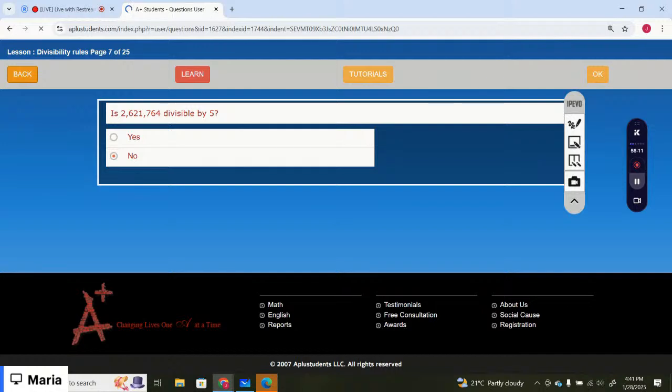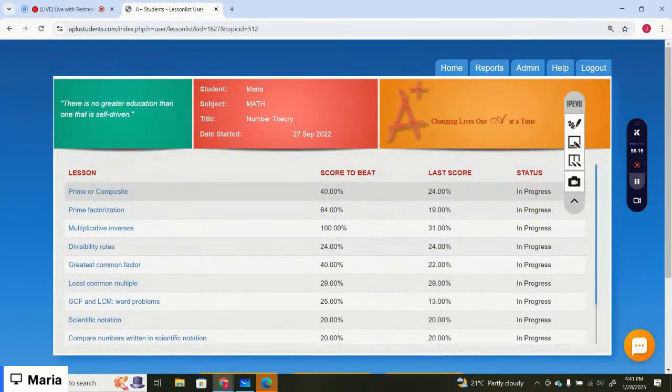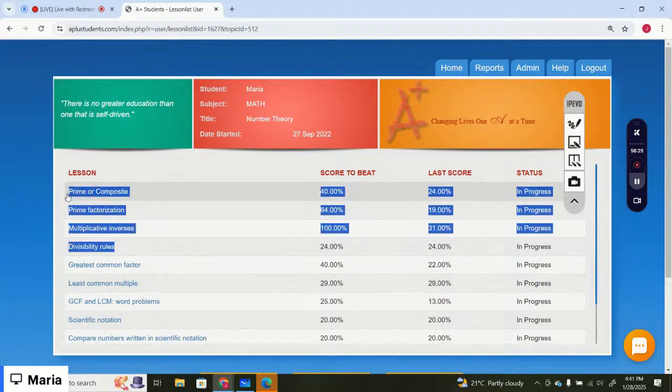Okay, we are done with the lesson. So we were working on grade 7 math. The chapter we're working on is number theory. The lessons we have covered today are prime and composite numbers, prime factorization, multiplicative inverse, and divisibility rules. So please make sure before the next session you complete all the practice questions for the lessons we just did. That is your homework until next session.